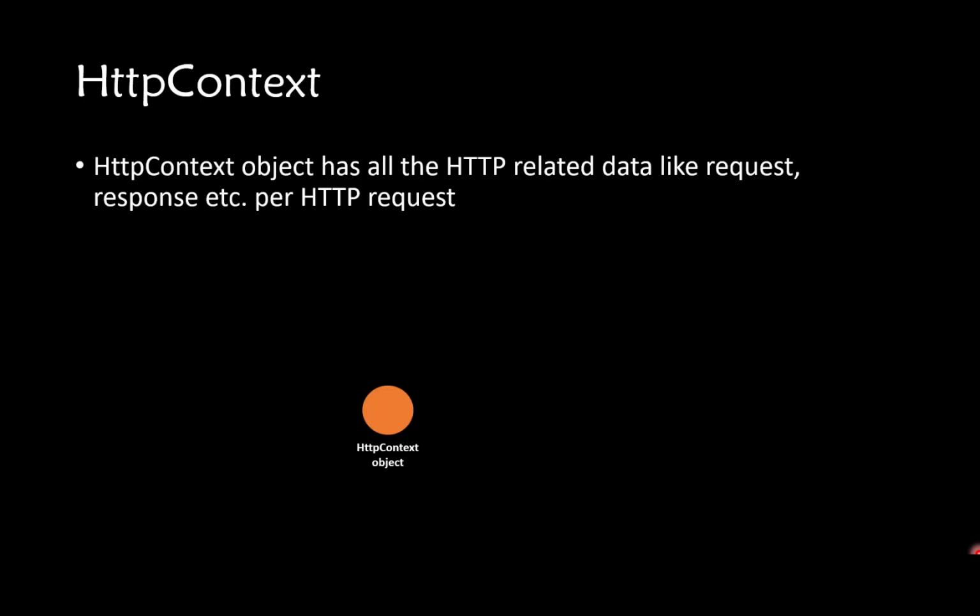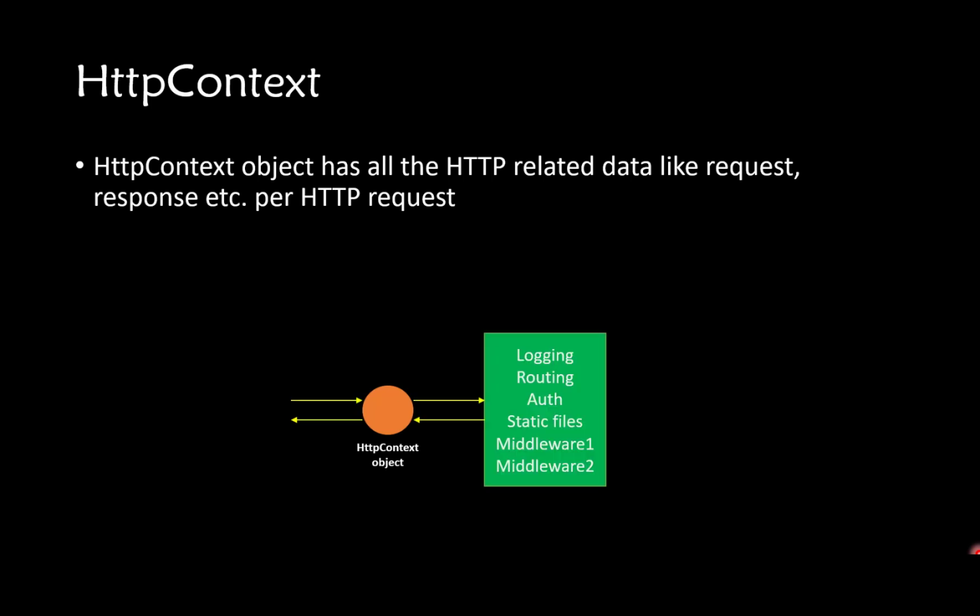The first important concept is HTTP context. When the server gets a request from a client, a HTTP context object is created for that request. And this object will contain all the request and response information in it. And in .NET, this HTTP context object would be passed through a series of functions called middleware. So think about it like this. When a server gets a request, it creates a HTTP context object.